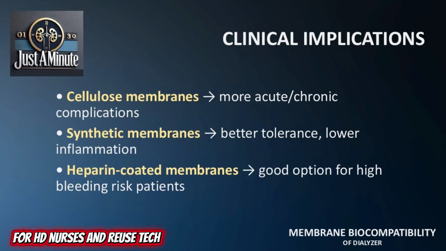In clinical practice, unmodified cellulose membranes are less preferred due to higher risks of acute and chronic complications. Synthetic membranes provide better tolerance and lower inflammation. Heparin-coated membranes are particularly useful in patients at high bleeding risk, as they provide local anticoagulation and improved hemocompatibility.